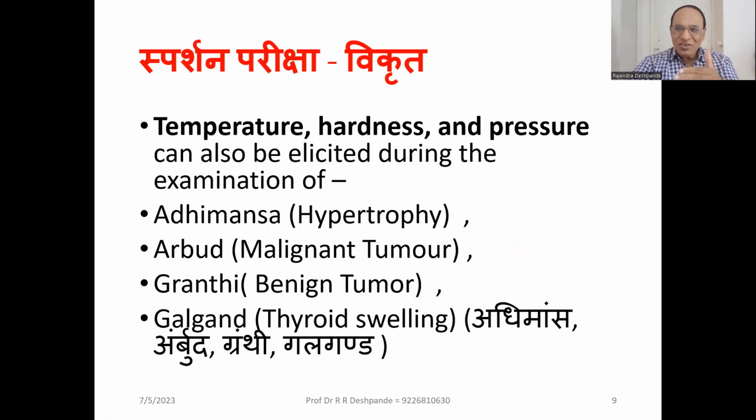Next, temperature, touch, hot, cold, hardness, and pressure can also be elicited during the examination of, number one, Adhimansa, which is called hypertrophy. Adhimansa is an Ayurvedic Sanskrit word. Arbuda, malignant tumor. Granthi, benign tumor. Galaganda, thyroid swelling. So these are the Sanskrit words in Devanagari script. You can read Adhimansa, Arbuda, Granthi, Galaganda, Mansavaha Srotas Dushti Lakshana.